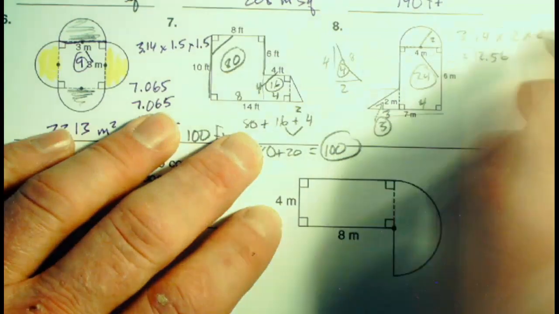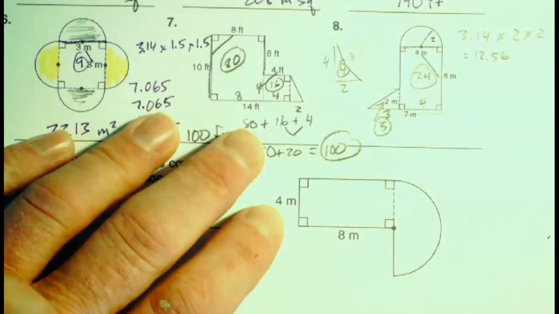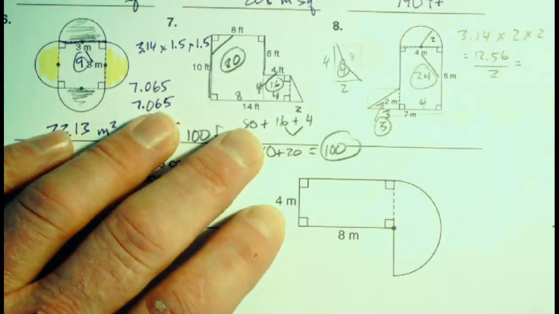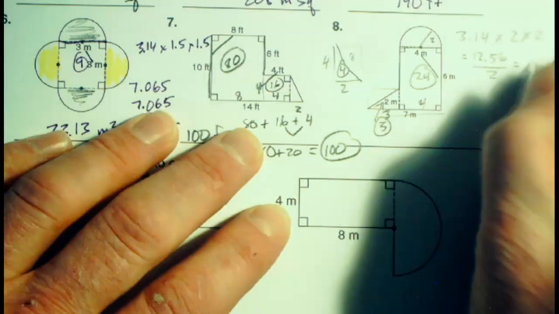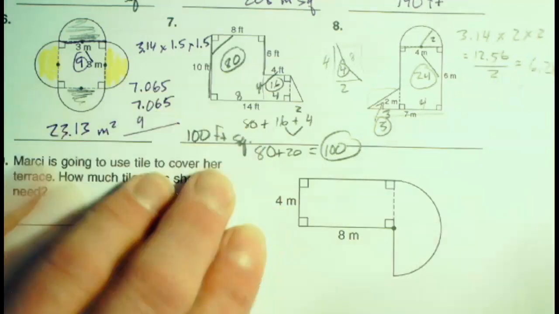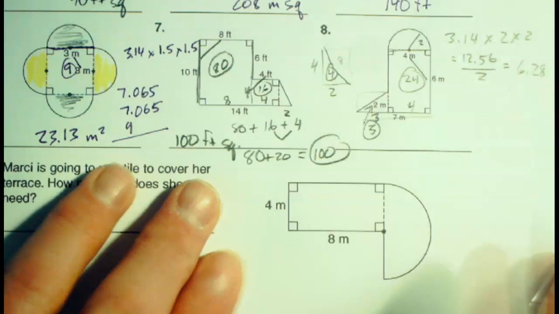Now be careful, 12.56 is not the half circle, it's the whole circle. So you have to divide that by 2, and we're going to get 6.28. So I got 6.28 for that circle. I'm sorry, I got 6.28 for the half circle.